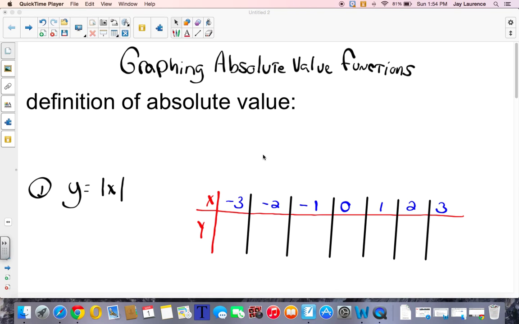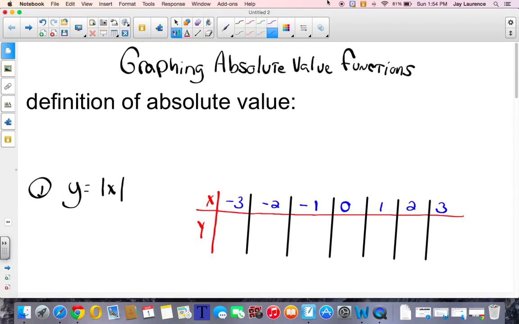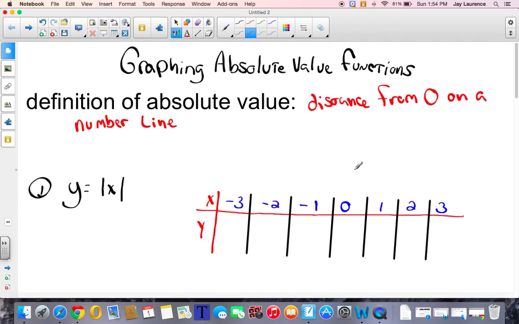Algebra students, Mr. Lawrence here, and we are going to be learning how to graph absolute value functions. But before we do, we have to make sure we know the definition of absolute value. And I've talked about this before, and you've used it. Remember, the definition of absolute value is the distance from 0 on a number line. That's a definition you must use. If you don't use that definition, you'll have a difficult time.